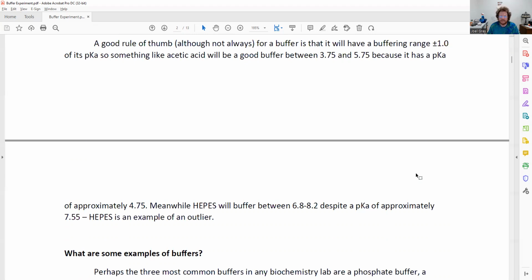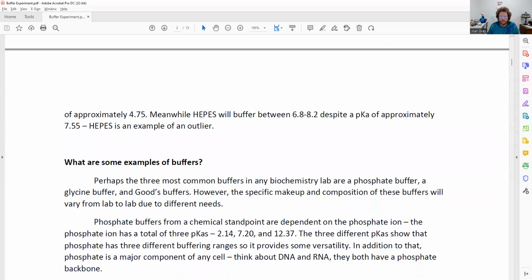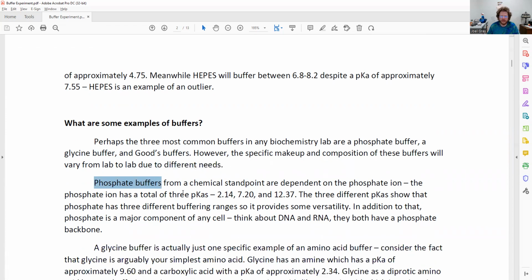Now, acetic acid is an example of an acid that has 1 pKa value. Many times in a biological setting, we're using molecules that have multiple pKa's. For instance, phosphate buffers have 3 pKa's, because if you think about phosphoric acid, it's H3PO4. It has a total of 3 pKa's: 2.14, 7.20, and 12.37. What that means is that this molecule has 3 buffering ranges.